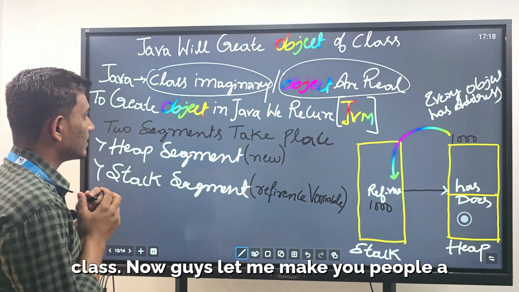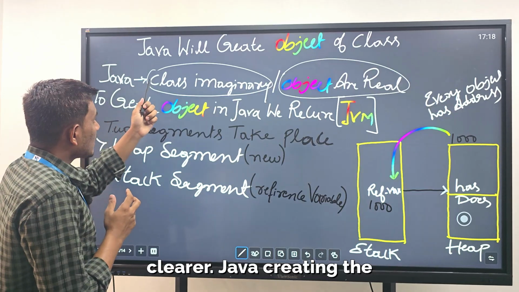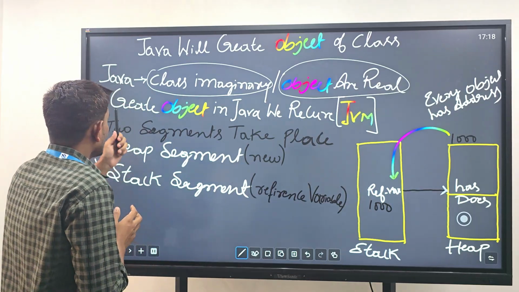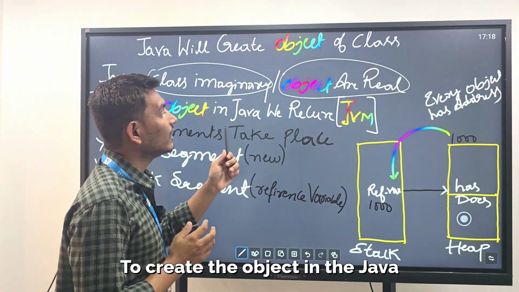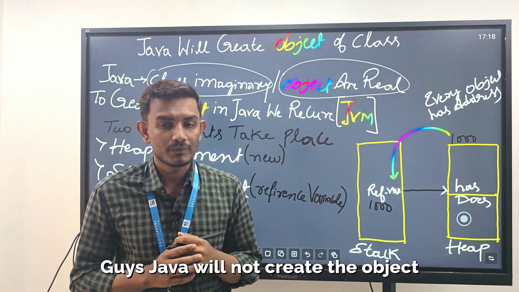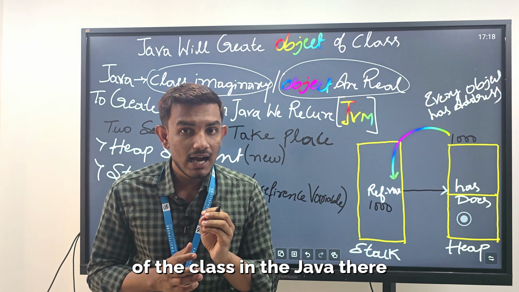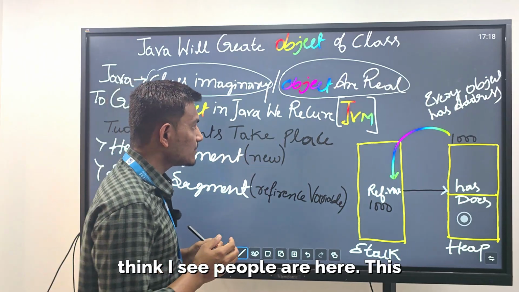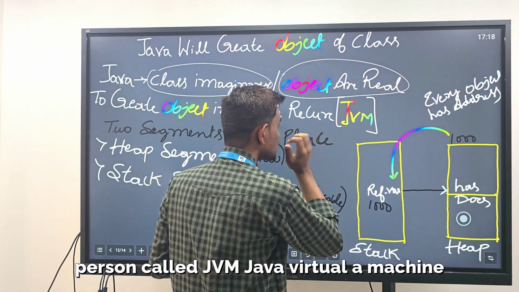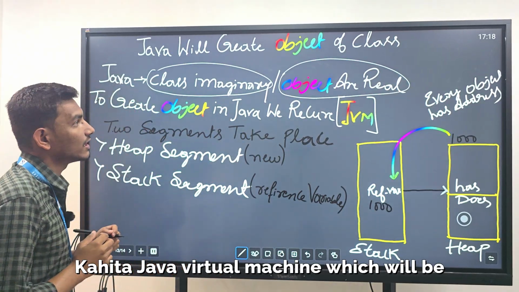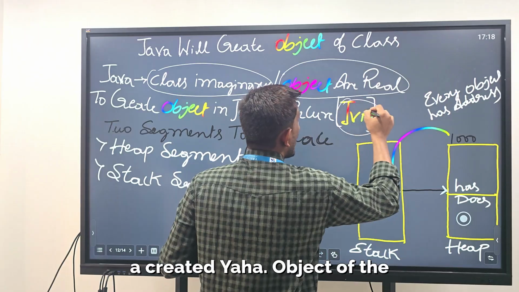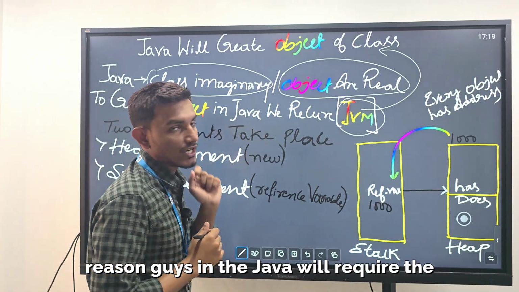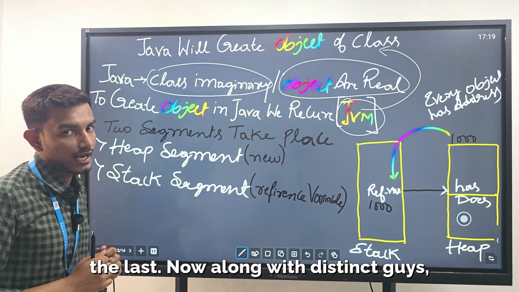Now, guys, let me make it clear. Creating the class in Java is imaginary, objects are real. To create the object in Java, we require a person called the JVM. Java will not create the object of the class. In Java, there is one person called the JVM, Java Virtual Machine. The Java Virtual Machine is what creates the object of the class. That is the reason why in Java we require the JVM in order to create the object of the class.